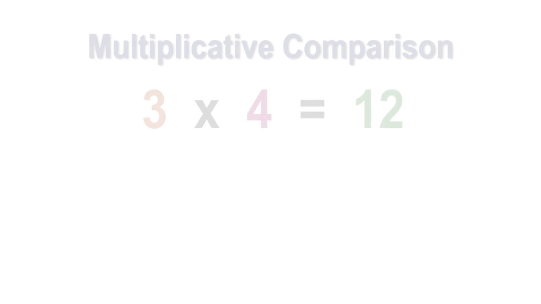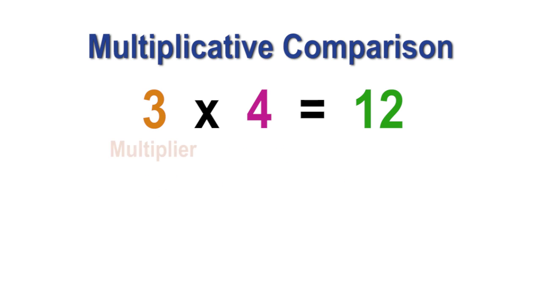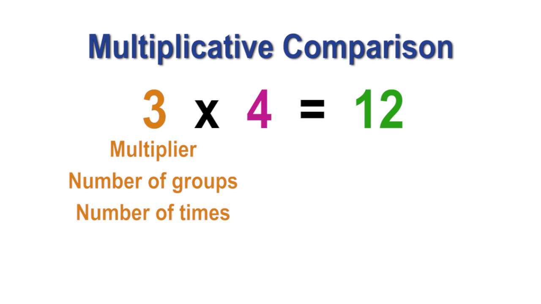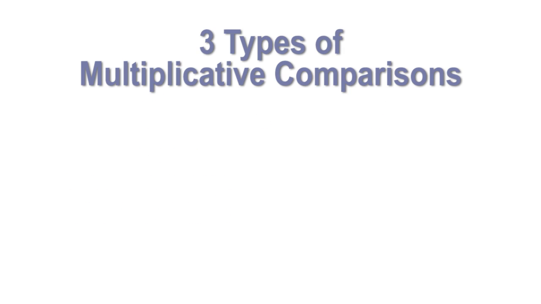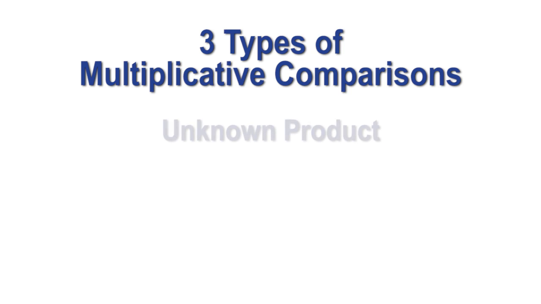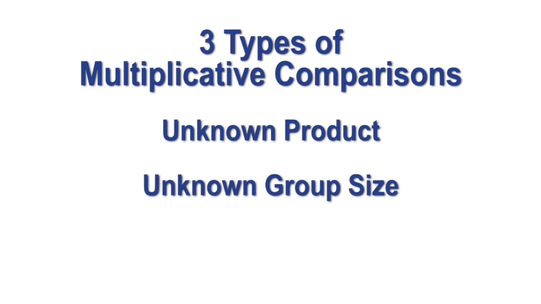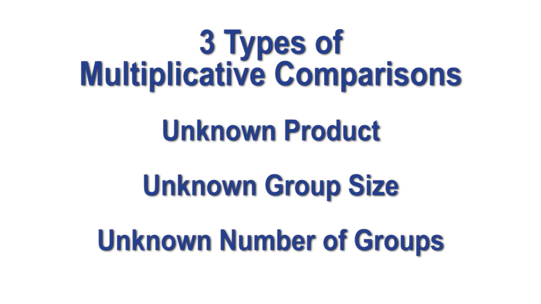In a multiplicative comparison, the first factor is the multiplier, number of groups, or the number of times the second factor needs to be iterated or repeated to equal the product. There are three types of multiplicative comparisons: unknown products, unknown group size, or unknown number of groups. Let's look at each separately.